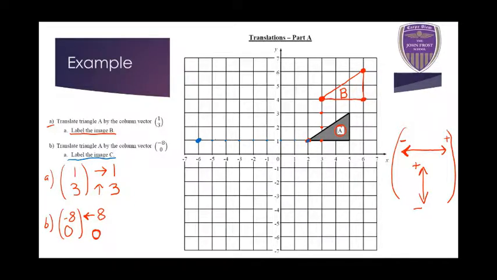Now I need to redraw the triangle around this point. Because it was the far left corner, the triangle had a base 3 squares long. So let's do that. 1, 2, 3. It was 2 squares high. 1, 2, 3. And then all we had to do was join up the last 2 dots there. Label this shape C, and we're done. And that's all there is to it, okay? So pause the video, copy down these examples, then have a go at the translation tasks, part A and part B, okay? So pause the video and crack on with those.